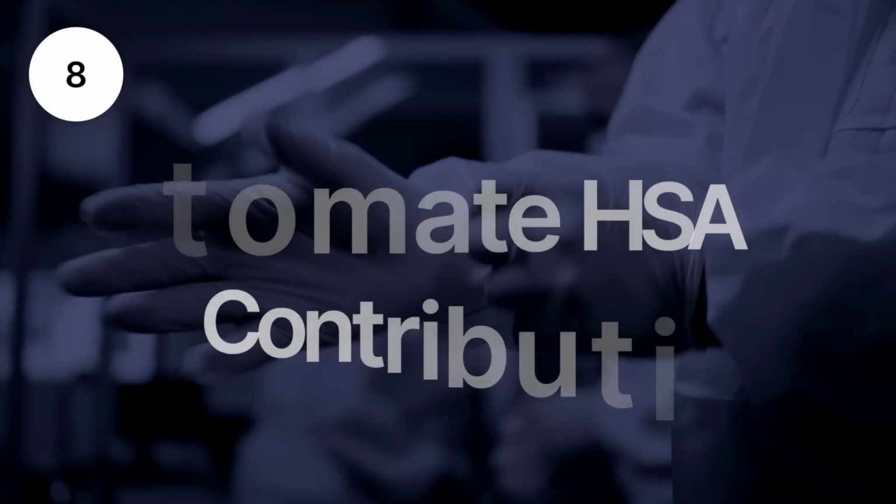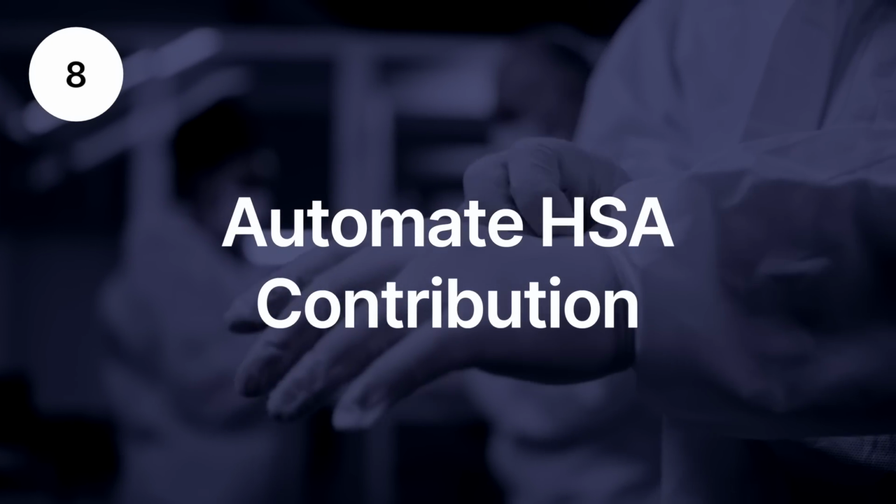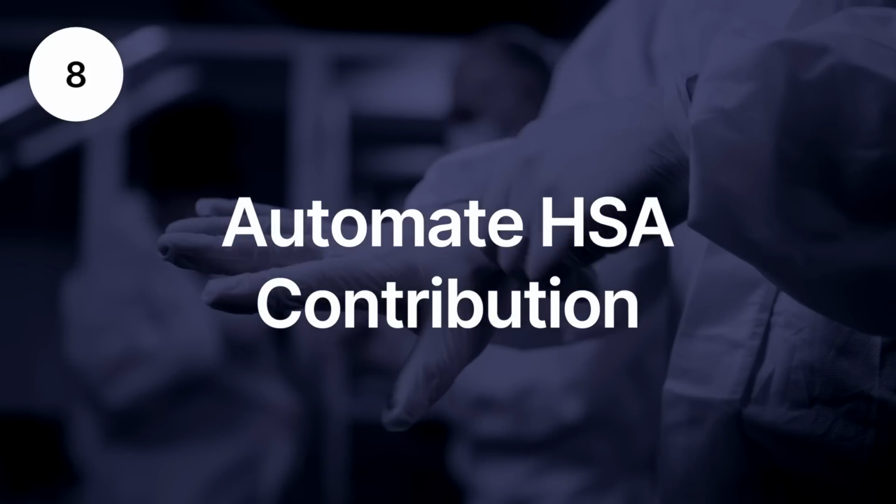The number 8 step to setting up your ultimate money flow system is to set up automatic contributions to your health savings account, also known as HSA. A health savings account is a tax-advantaged account created for individuals covered under high-deductible health plans, also known as HDHP, to save for qualified medical expenses.